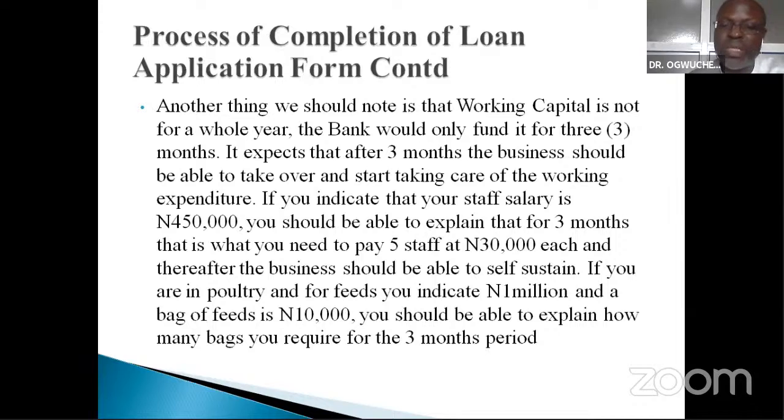So if you indicate that your staff salary is 450,000 naira, you should be able to explain that for 3 months, that is what you will need to pay 5 staff at 30,000 naira each. Thereafter the business should be able to self-sustain. If you are into poultry and for feeds, you indicate 1 million naira for feeds, and the bag of feeds is 10,000 naira. You should be able to explain how many bags of feeds you will require for the 3 months period. So it's important that you have that at the back of your mind.